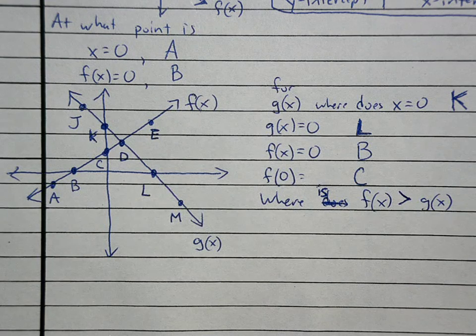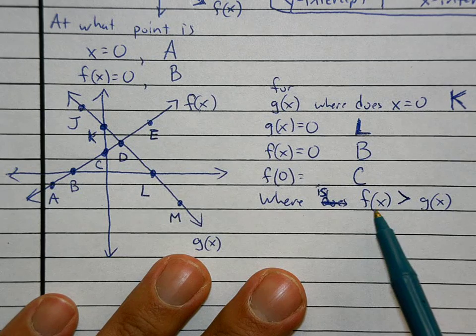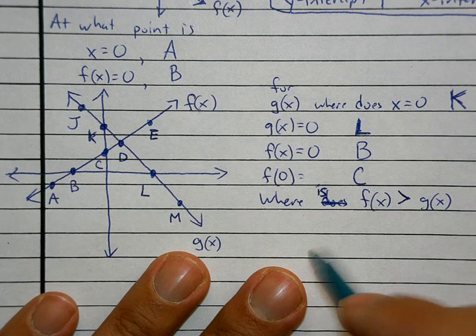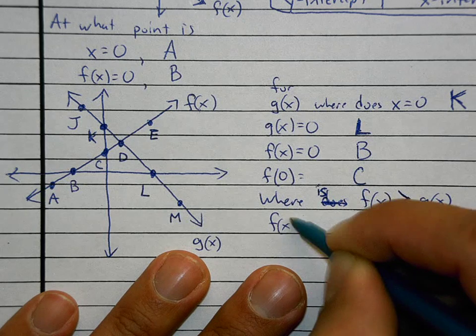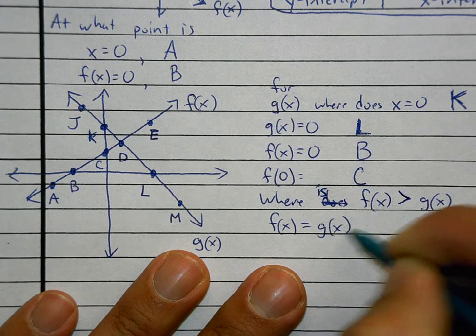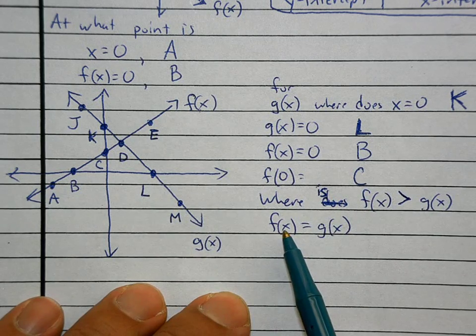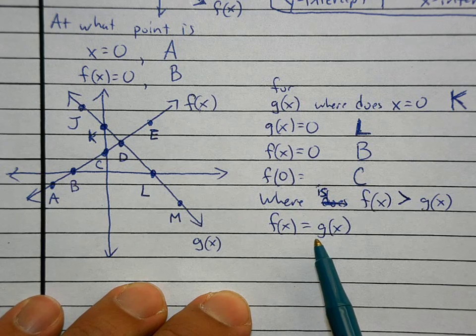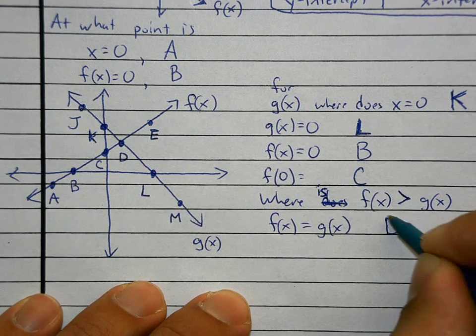Where is f of x greater than g of x? Well, let's just do this, okay? Where does f of x equal g of x? I hope you know that question. I'm going to ask a second question before I even ask this one. Where is f of x equal to g of x? Where are they the same? I'm going to put down the letter D. That's where they're the same.